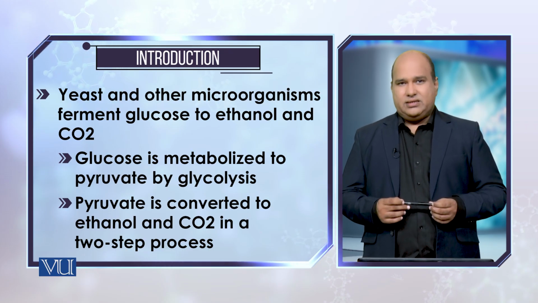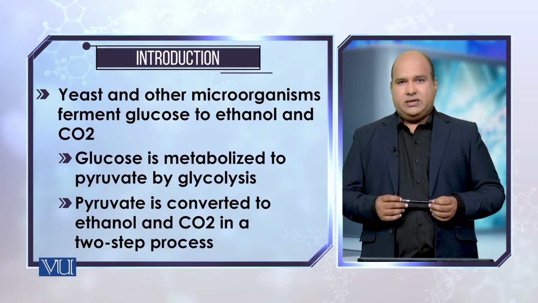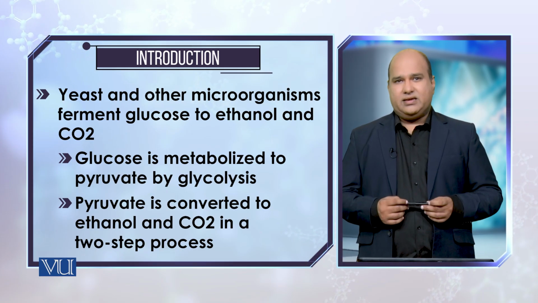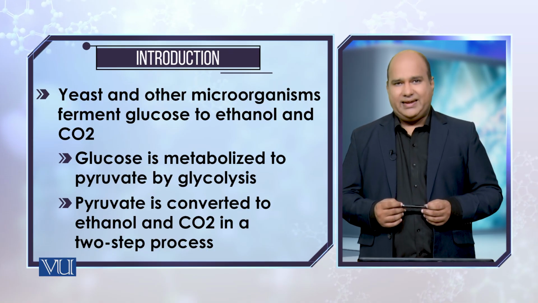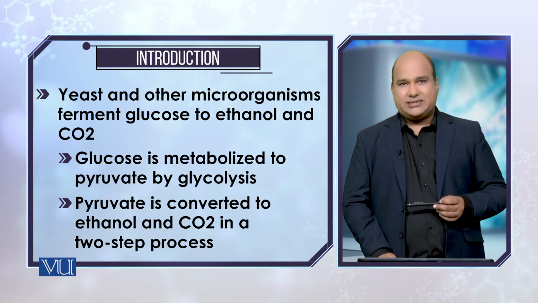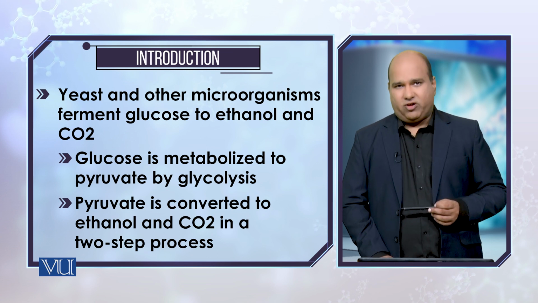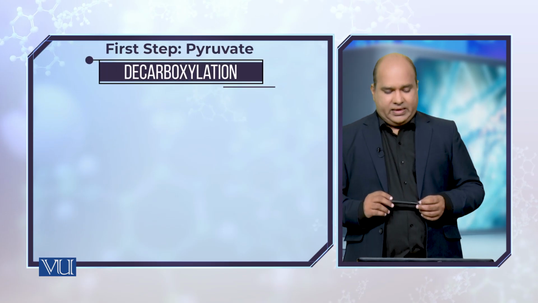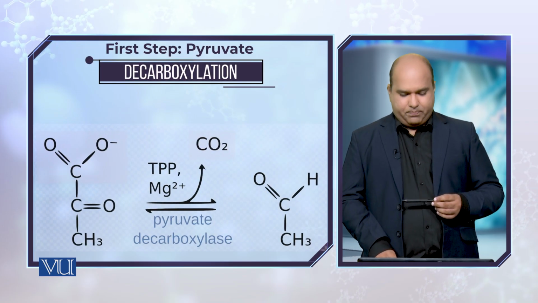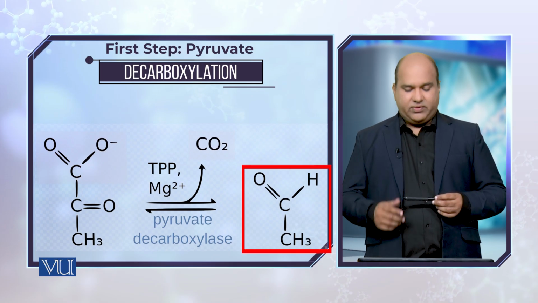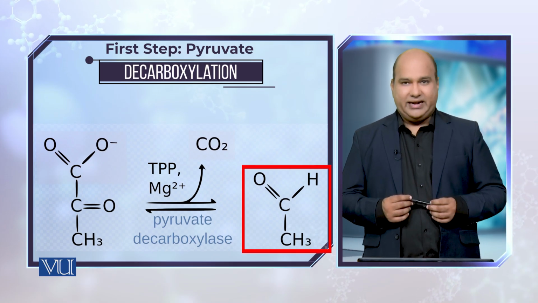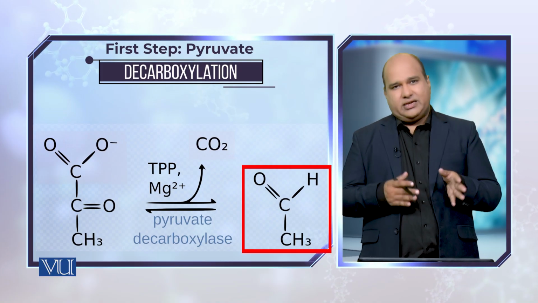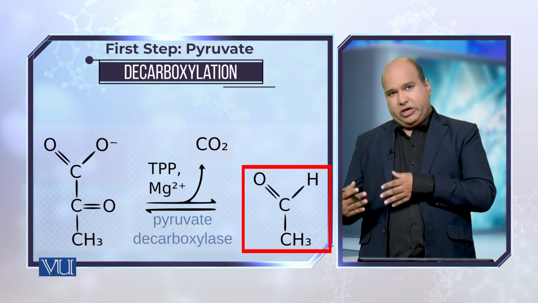In this, the glucose is metabolized to pyruvate, of course, as is the case in all the glycolysis processes, but then that pyruvate is converted into ethanol. How does it happen? Here you can see a pyruvate molecule is converted into acetaldehyde. There are two sections of this conversion of pyruvate into ethanol.